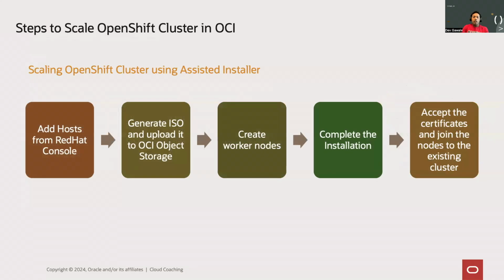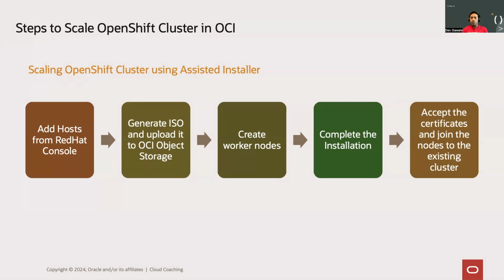Let's look at the high-level steps on how you can scale the OpenShift cluster in OCI. We will start from the Red Hat console and add the host there. We'll generate the discovery ISO and upload it to the object storage so that you can create a custom image, which should then help us to create the necessary nodes, whether worker nodes or control plane nodes.